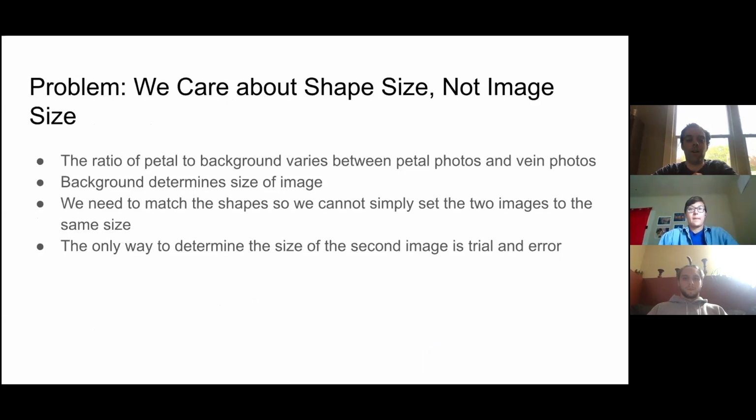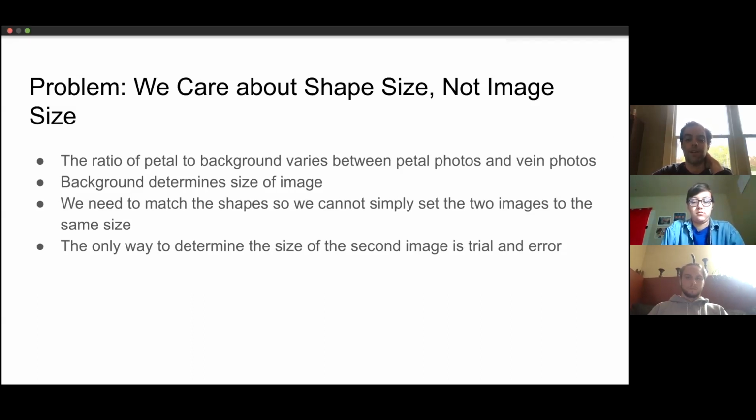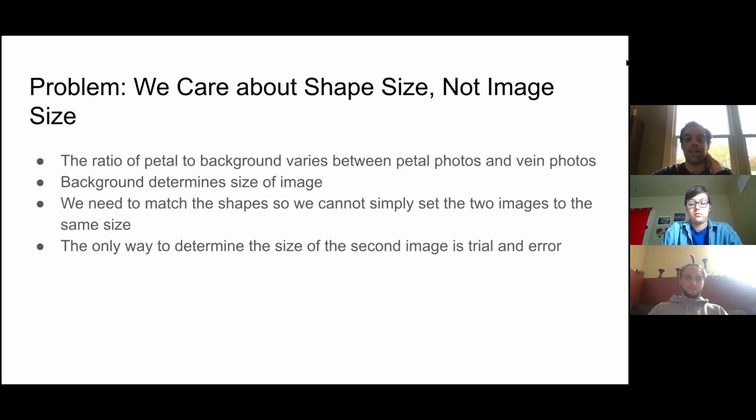All right, so after that, we will start talking about trying to extract the shapes that we want and match them to each other so that they're easy to overlay on top of each other. One of the biggest challenges with this is that one of the inconsistencies between images is that the ratio of background to actual petal in an image can vary greatly between two images.